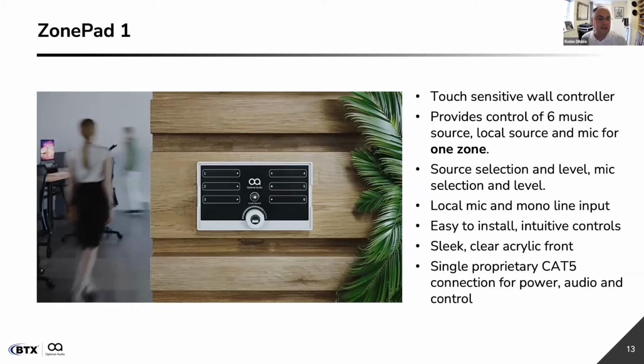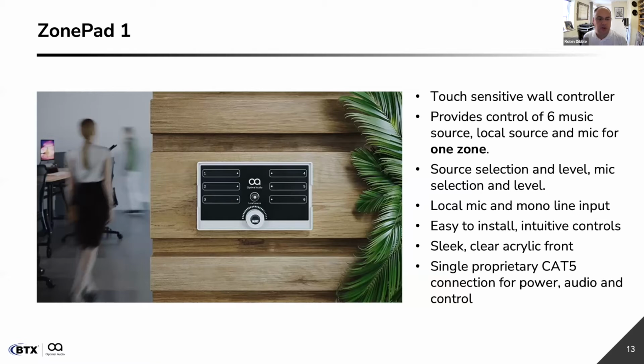So these next are the zone pads. They're the wall controllers that you put in individual zones. Zone pad 1 controls a single zone, so you would put it in each zone that you have on your zone controller. It's touch sensitive and just provides selection of any of your music sources or a local input.